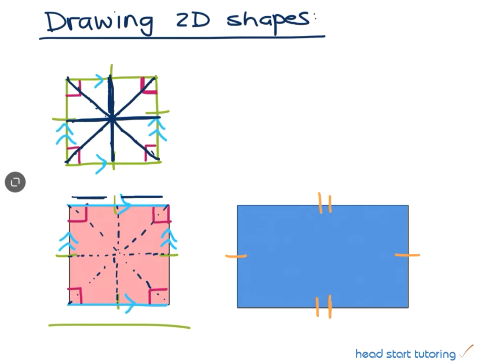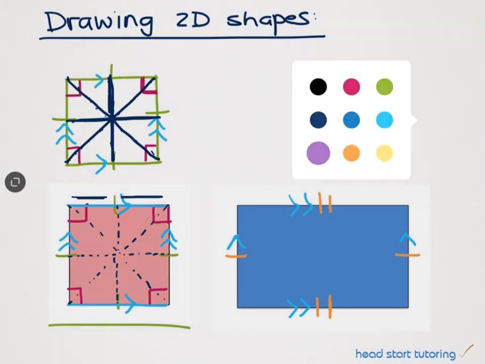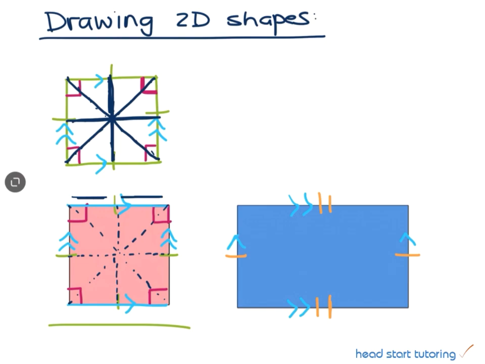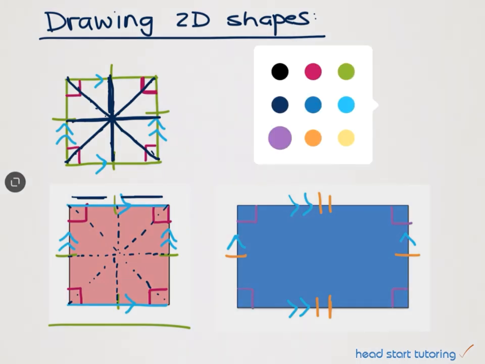So we know that opposite sides are also parallel. So we'll put 2 arrows there to indicate that those 2 sides are parallel to each other, and 1 arrow on these 2 sides to indicate that those 2 sides are parallel to each other. Right, and then we know that in a rectangle, all 4 sides have right angles, so we indicate that as well.